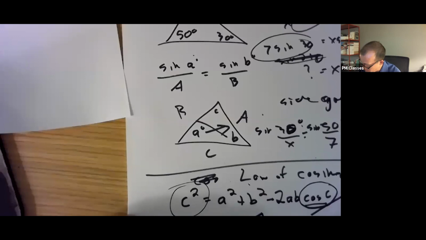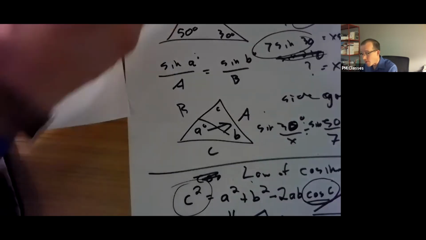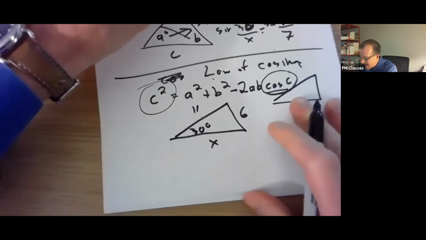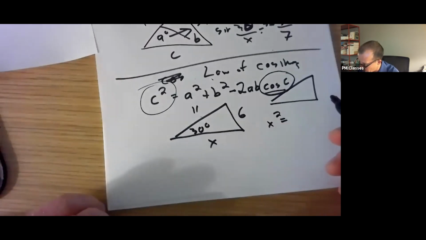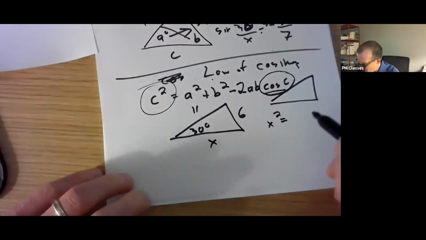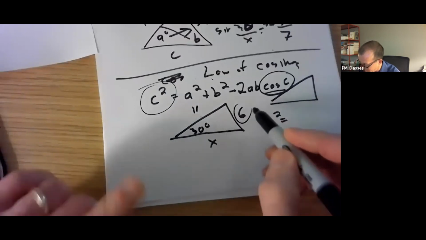So let's quiz ourselves. Let's say that this is 30 degrees, this is 6 and 11, and that's x. How do I solve that? Well, it's really tempting to say x squared equals, because that's the thing you think you want to know. But we can't do that, because the side that goes with the angle is 6.